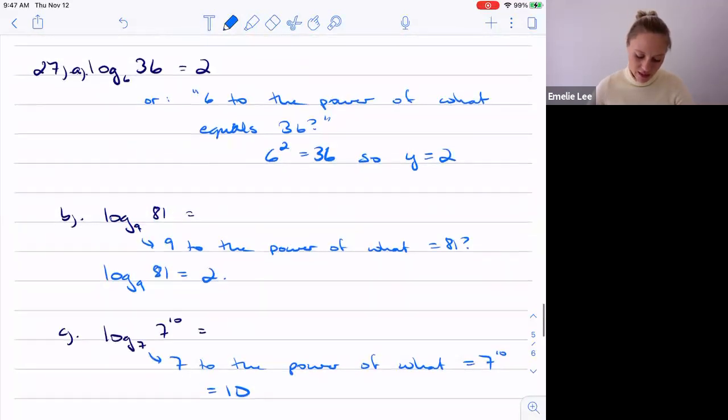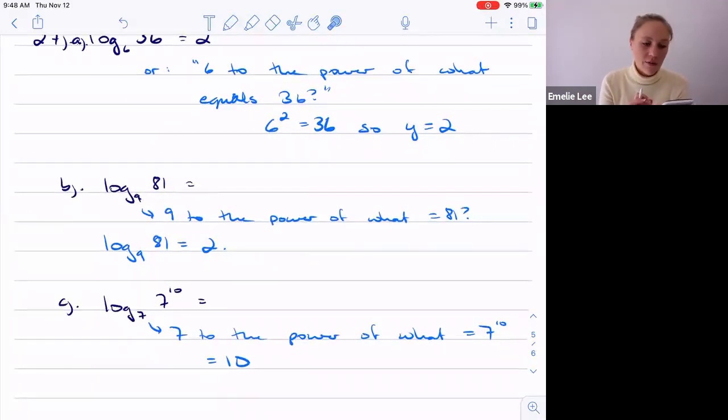Confirm these using your calculator, right? Just like we did up here, we started with our calculator and then we said, oh, we can probably unravel this. Let's just try it. Log base 9 of 81 is 2. Okay, good. How about log base 7 of 7 to the power of 10, making sure it's all inside the log brackets? I get 10, right? So it works out, of course, but it's just good to see those connections.